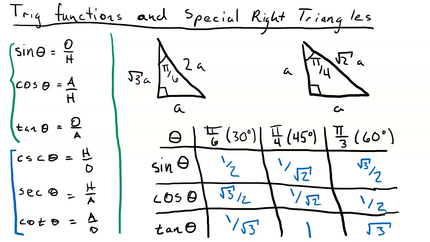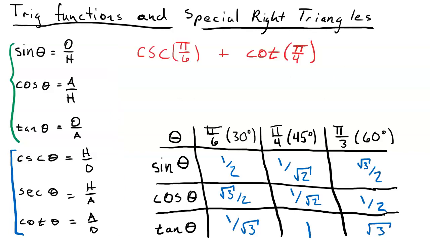And again, you can kind of use this as a cheat sheet or a reference to try to recall all of these known values for sine, cosine, and tangent given these special right triangle angles. So if we were to look at an example like cosecant pi over 6 plus cotangent of pi over 4, excuse me, we can evaluate this using the cheat sheet that we just created.